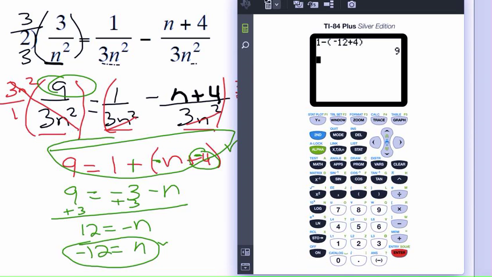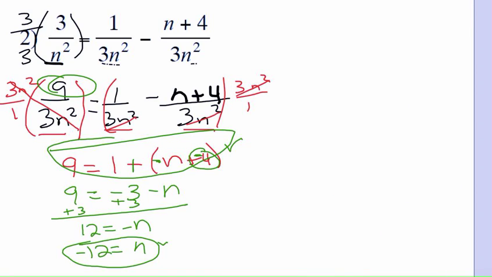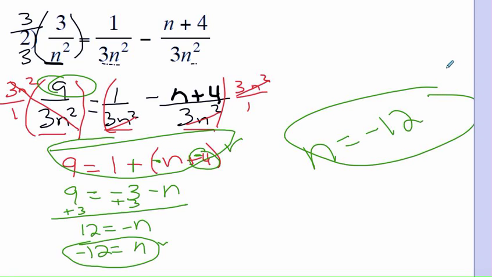So this equation does work, so therefore your solution is n equals negative 12 because it works. Remember, we're checking for extraneous solutions. So this is example 2.